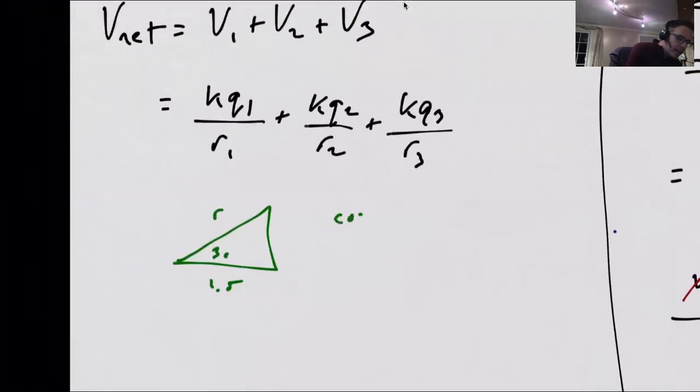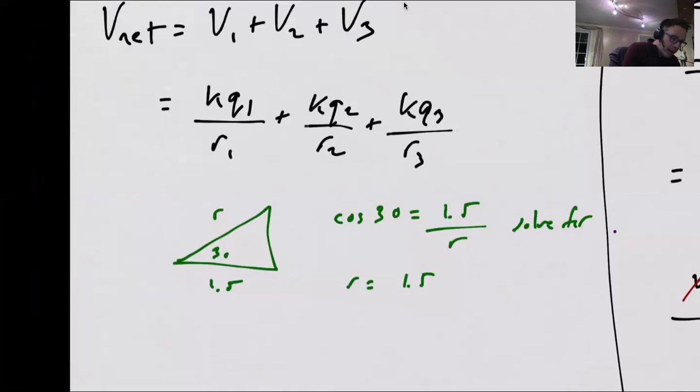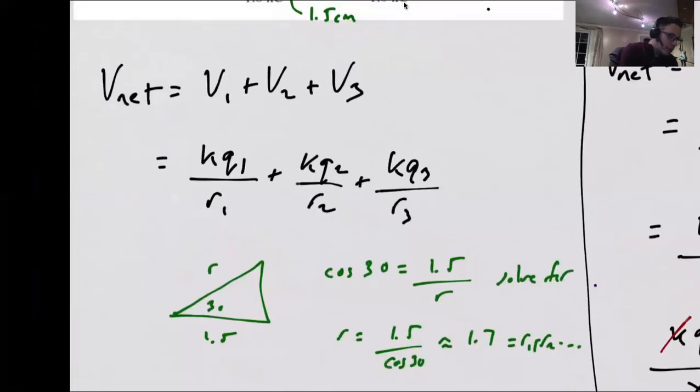So we know then by definition of the cosine of the angle, which here the angle is 30, that the cosine of 30 is the adjacent 1.5 over the hypotenuse R, and we can solve for R. Once we solve this for R, we get R is going to be 1.5 divided by the cosine of 30, which is a number that's about 1.7. Once we have this value for R, that's the same for R1, R2, et cetera, and we can plug that into this formula back up here.